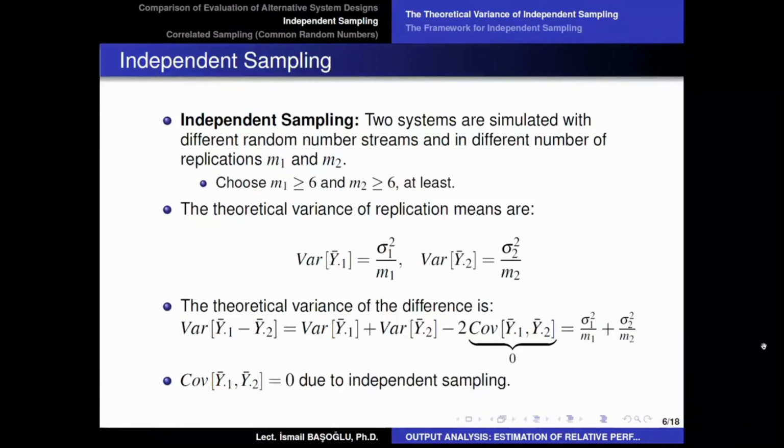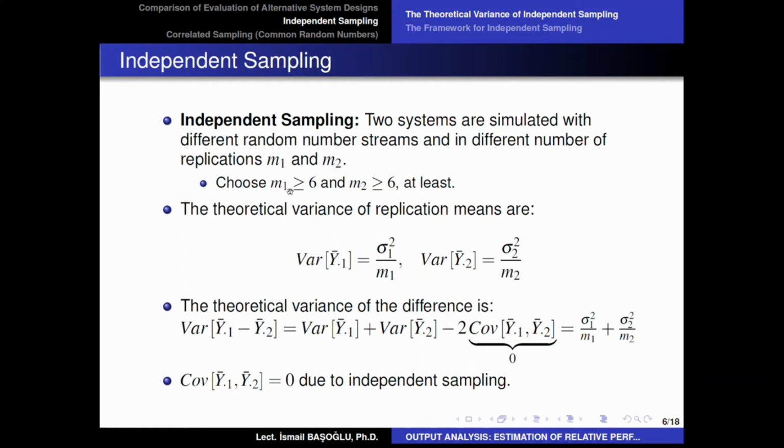So independent sampling does not require any special procedure that we need to be careful about. When two systems are simulated with different random number streams and different numbers of replications, let's say M1 and M2, we assume independent sampling. Even if the replication numbers are the same, if the random number streams are different, it is still independent sampling, okay?